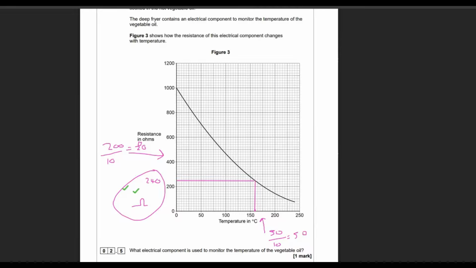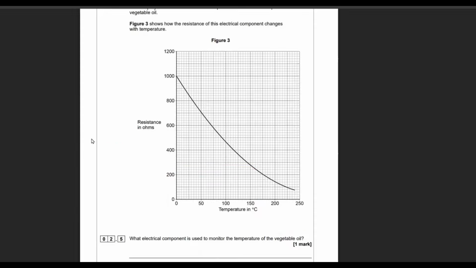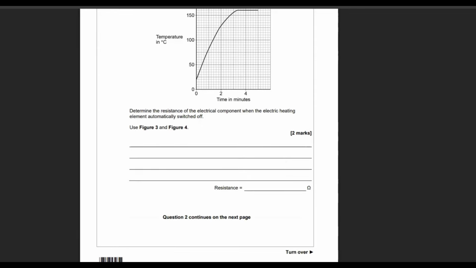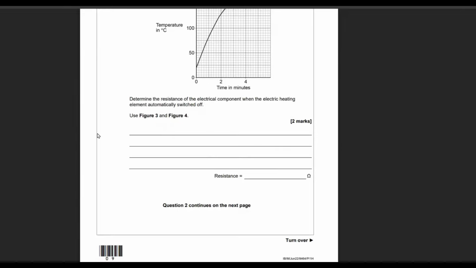All right, let's move down. Here we go. So we want to say, the temperature was 160 degrees. The resistance equals 240 ohms. Actually, we don't need to write the unit because they got it right there. So 2 marks for the 240. Even if you just put 240, you get the 2 marks. All right, you get the idea. Let's go, people.